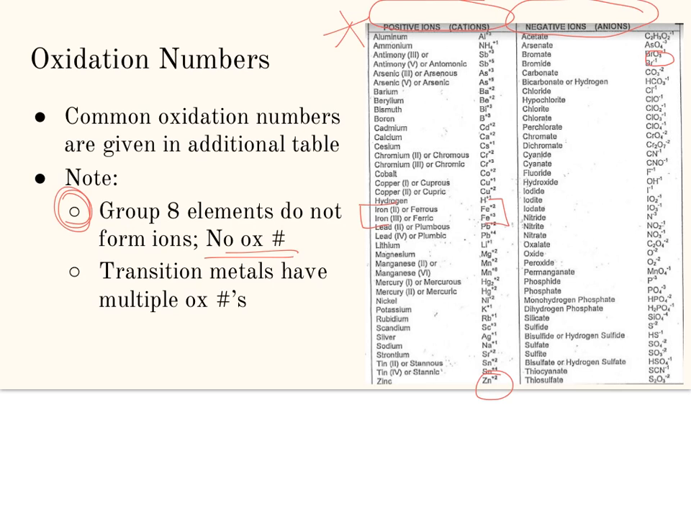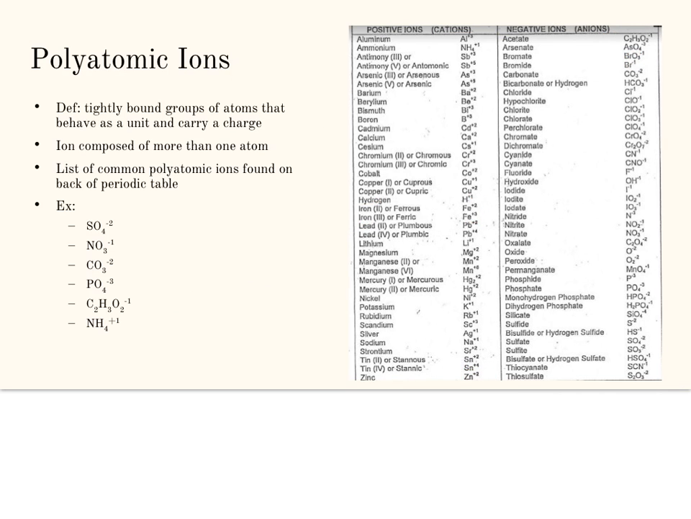These oxidation numbers are what we are going to use when we determine the chemical formula for an ionic compound. The last thing we need to talk about is this idea of a polyatomic ion. In the term polyatomic, poly means many, and so a polyatomic ion is defined as a tightly bound group of atoms that behave as a unit and carry a charge.